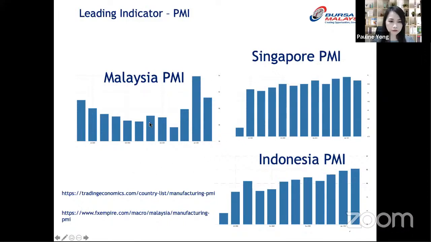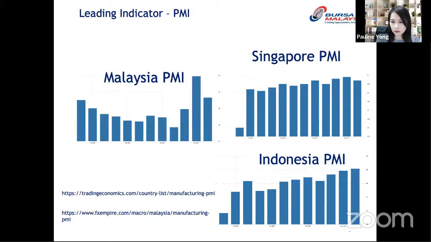All these figures you can find from tradingeconomics.com, which is the website that I showed you. Okay, yes, thank you. Below 50 is contraction, so I put it here as below 50. If it's below 50, then it is contraction.